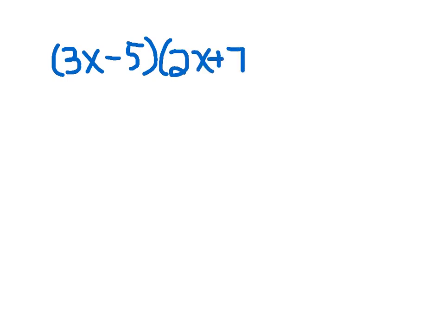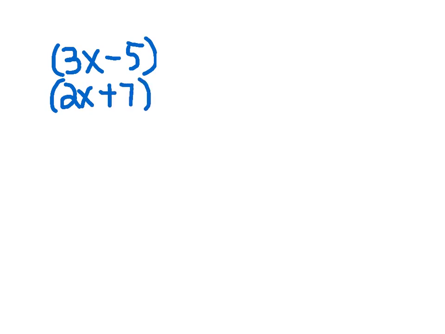You may find at times, even in R, that these are displayed vertically instead of horizontally, like I just showed you the problem in the terms of 3x minus 5 times 2x plus 7 horizontally. But sometimes you might see them shown vertically. In other words, 3x minus 5 times 2x plus 7.